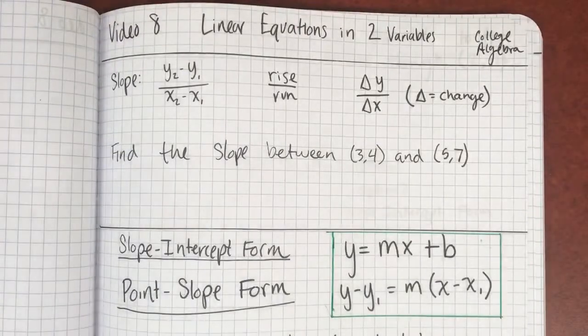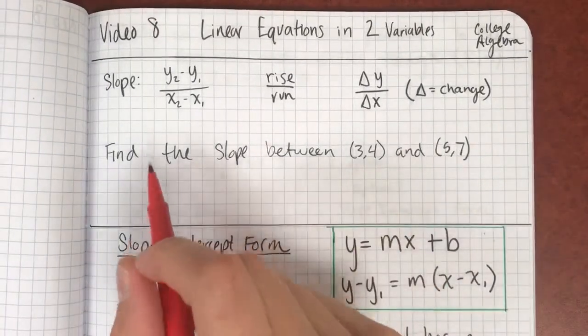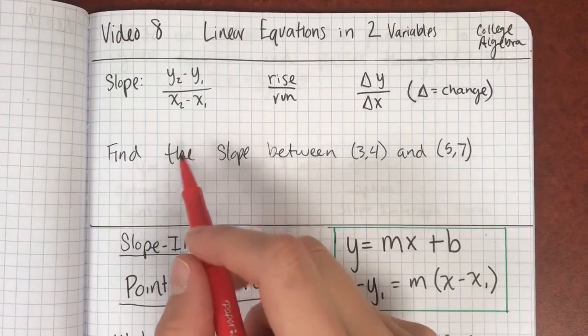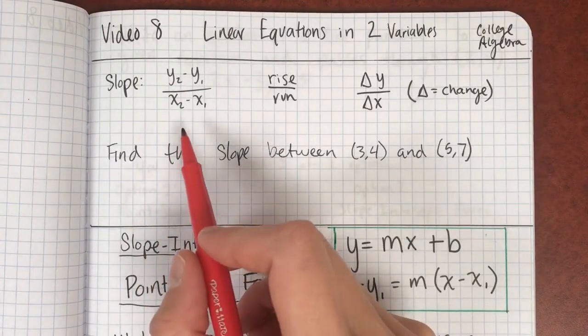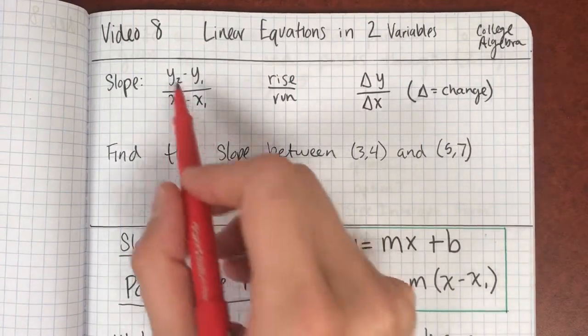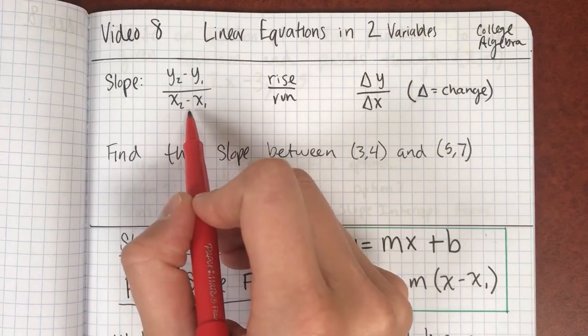Alright, this is video 8 for College Algebra. We're going to be talking about linear equations in two variables today. So first we're just talking about slope and getting a refresher on that. Remember, slope is the change in the y's divided by the change in the x's. So y2 minus y1 over x2 minus x1.